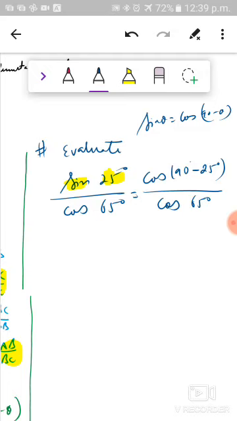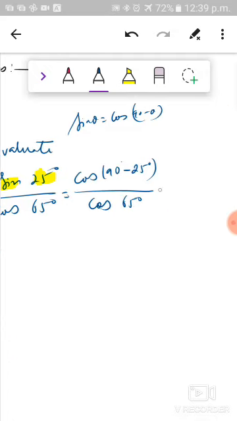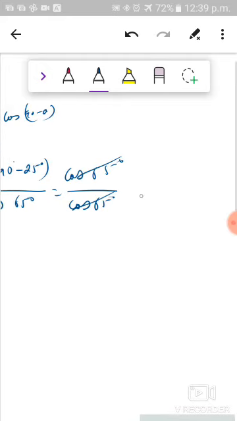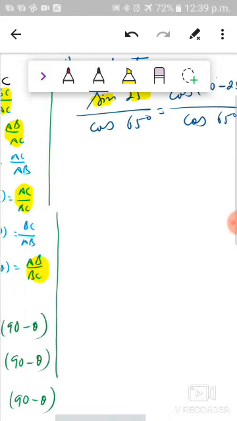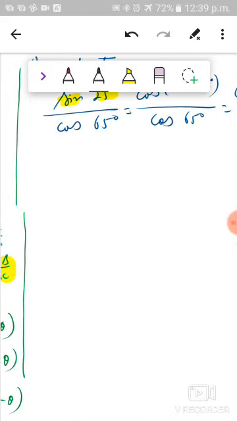So solving further, cos 90 minus 25 is how much, 10 minus 5 is 5, 8 minus 2 is 6. Cos 65 degree by cos 65 degree, we can cancel them out and our answer will be 1, right? So this is how we can use it.